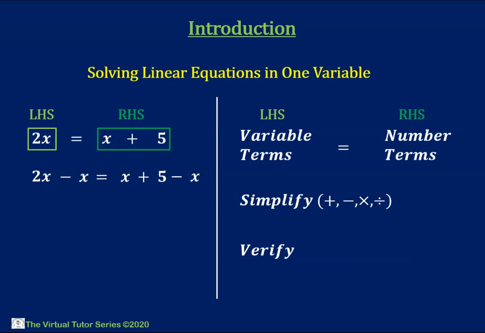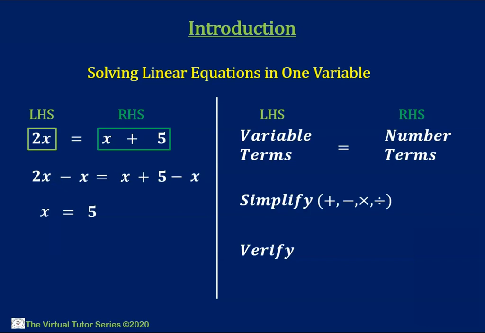2x minus x is x. Negative x gets rid of x, so we have 5 on the right hand side. Therefore, the solution or root of the equation 2x is equal to x plus 5 is 5.